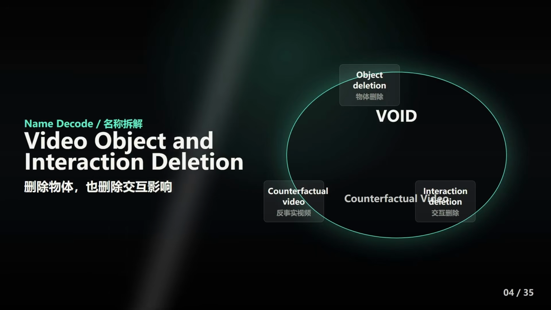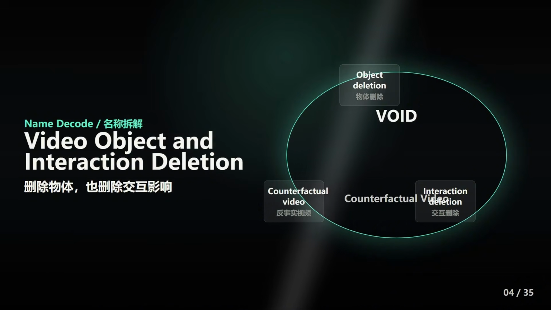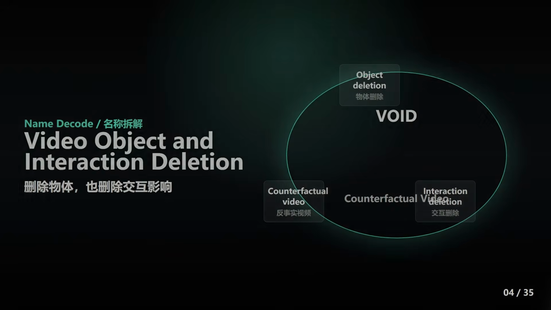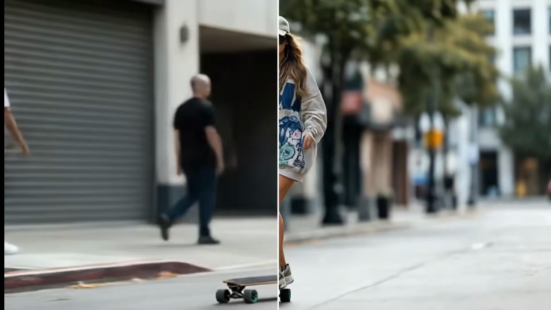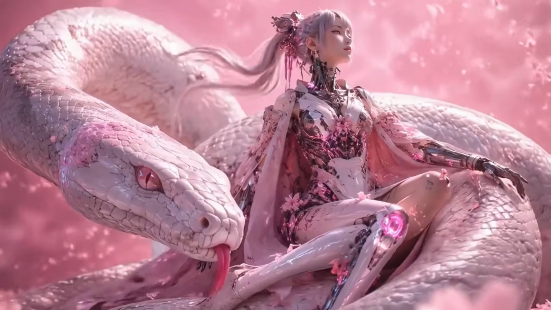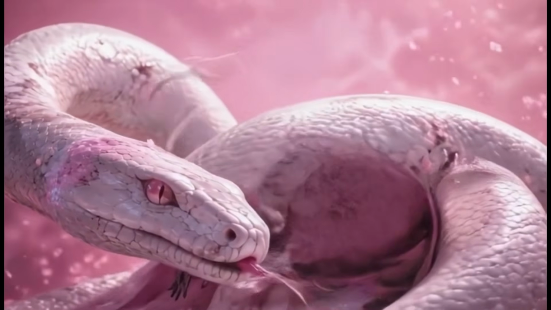The name Void actually stands for Video Object and Interaction Deletion. It emphasizes that this is not just object deletion. The key part is interaction deletion, meaning removing the interaction effects caused by that object. So this is much harder than regular inpainting.